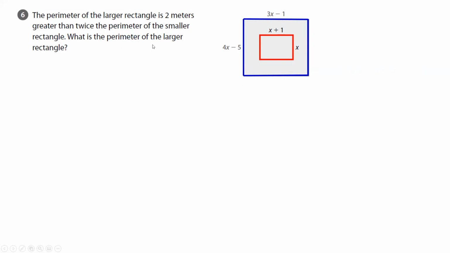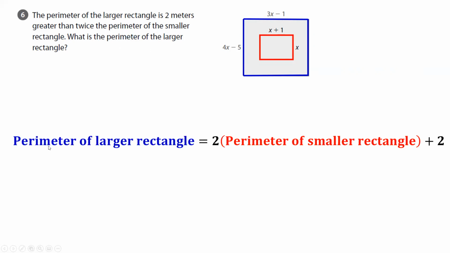Let's go and break down what this says. It says that the perimeter of the larger rectangle is twice the perimeter of the smaller. When I say twice the perimeter, I'm saying you're multiplying it by 2. So we're going to multiply the perimeter of the smaller rectangle by 2. But then it also says it's 2 meters greater. When you say 2 meters greater, that means you're adding 2. So the perimeter of the larger rectangle is 2 meters greater than twice the perimeter of the smaller rectangle. Quite a mouthful, quite difficult to understand if you don't break down the vocab. But hopefully seeing it written this way is a little easier to understand.